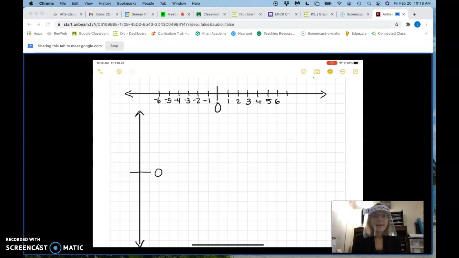So we're drawing a second number line, and this is going to be just like our other number line, but this one goes up and down. And we're going to put 0 in the middle again, but then I need to add some more numbers to my number line. So which direction do you think the positive numbers would go on my number line? Up or down? Which one makes the most sense?